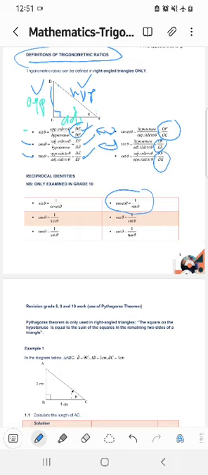As long as you know the original ones: normally in CAPS we cover only the first three, sine theta, cos theta and tan theta. These other ones are eliminated for now, so let's not have a headache with them. Maybe they were studied earlier in grade 10, but CAPS says we must leave them out.